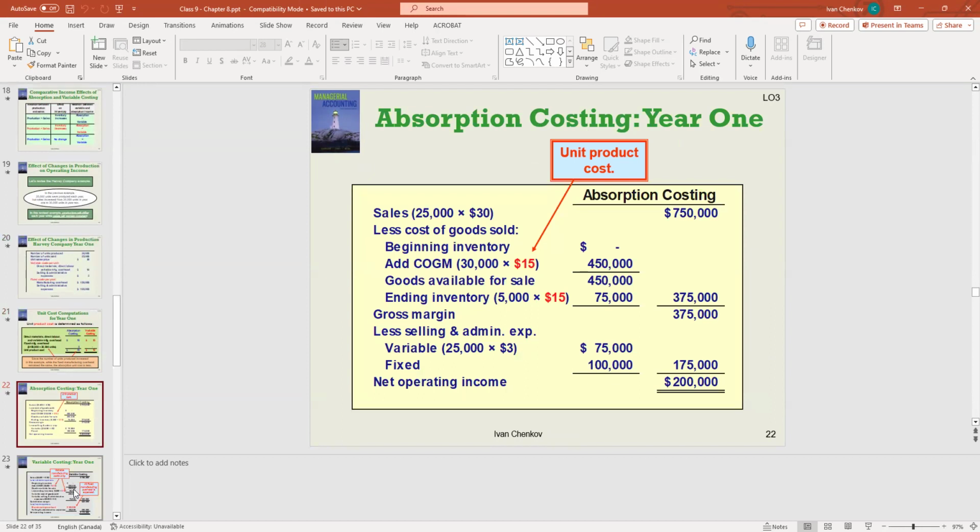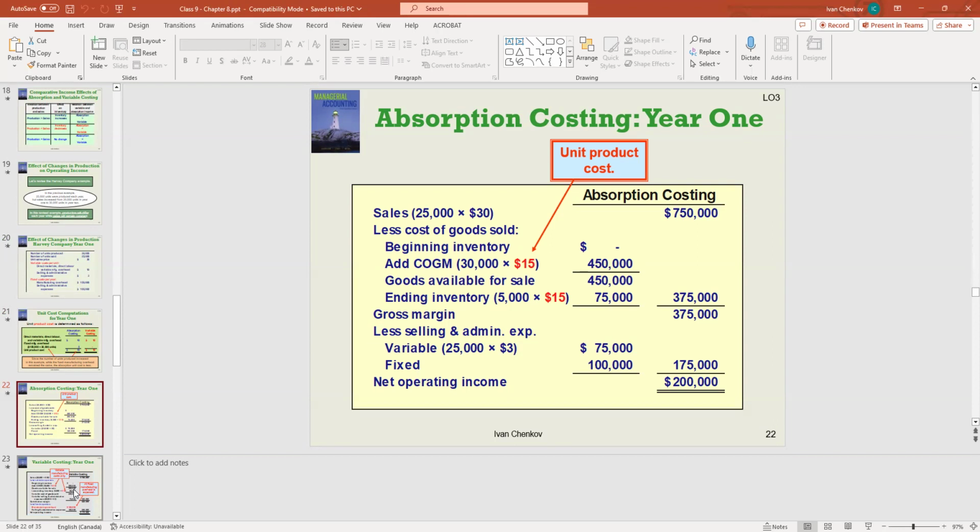Sales, we're selling 25,000 at $30 per unit, $750,000. No beginning inventory. Cost of goods manufactured, 30,000 times $15, $450,000. We're going to keep 5,000 of the 30,000 that we produced. We're selling 25,000, 5,000 we're going to keep, times $15, that's $75,000.